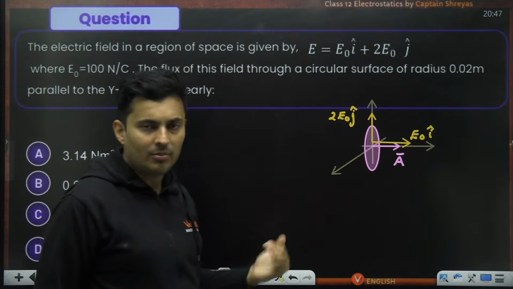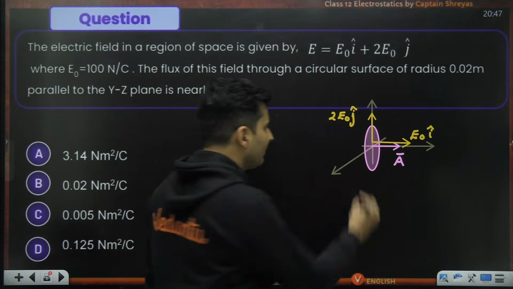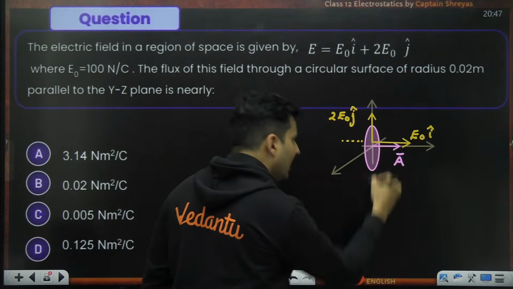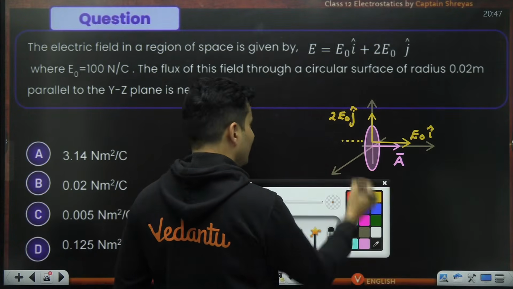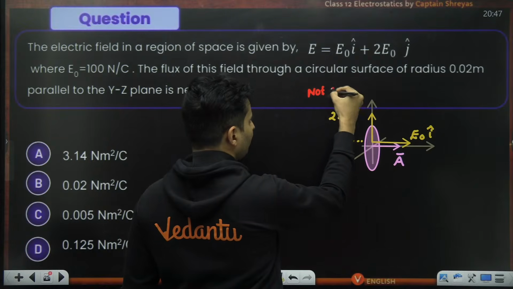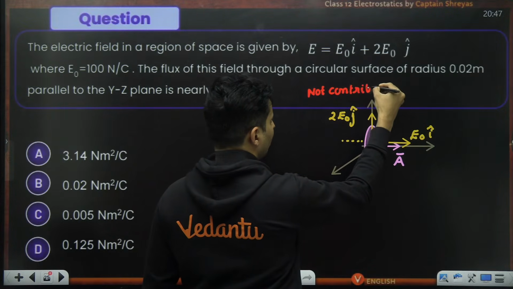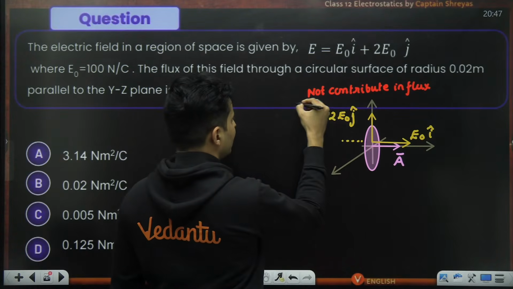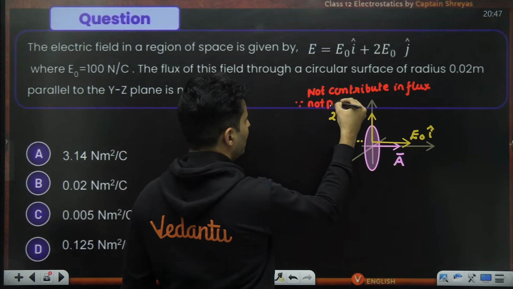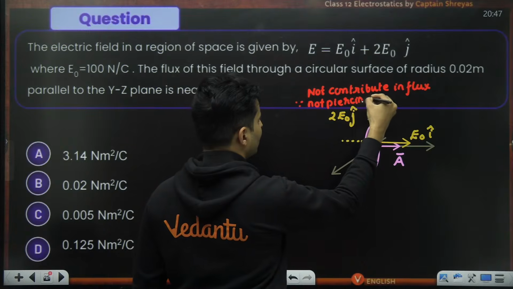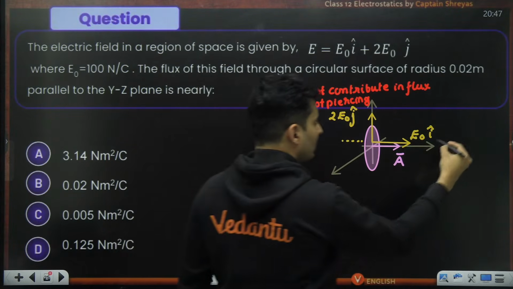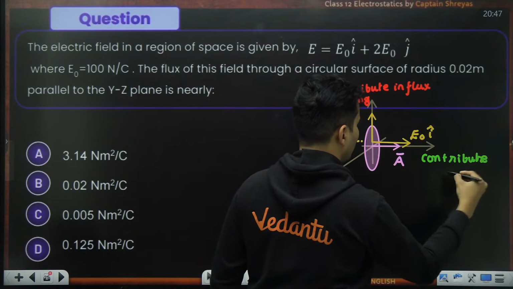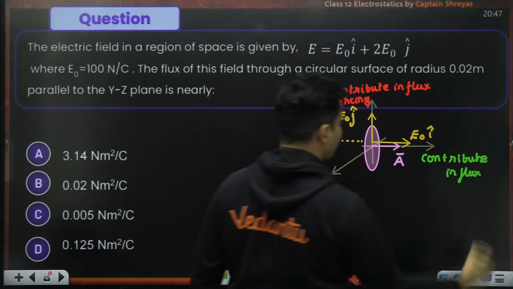100% it is the i cap or the X component, because that is the field which will exactly pierce through this area. But the j cap will not pierce, so this will not contribute in the flux, since it is not piercing. But this one will contribute in the particular flux calculation.